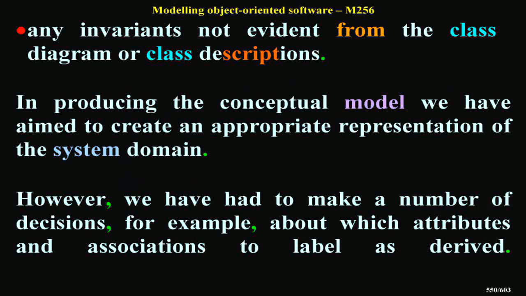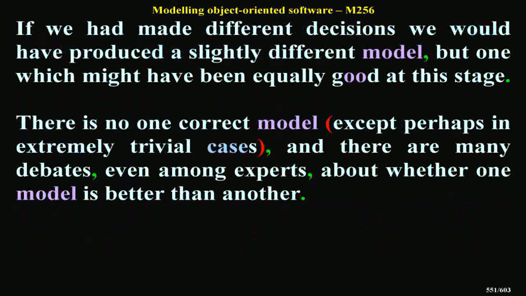In producing the conceptual model, we have aimed to create an appropriate representation of the system domain. However, we have had to make a number of decisions, for example, about which attributes and associations to label as derived. If we had made different decisions, we would have produced a slightly different model, but one which might have been equally good at this stage.